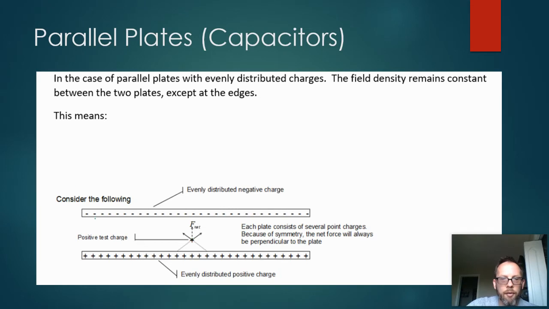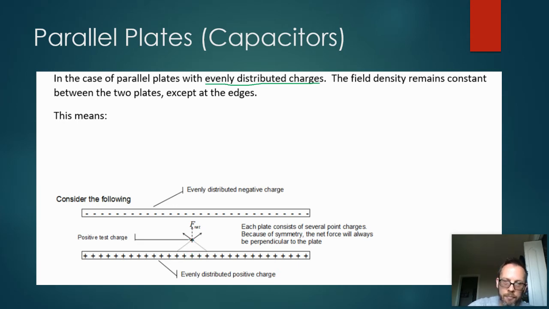So consider two parallel plates pretty close together, just some small distance apart, and they have evenly distributed charges. One plate is negative, one plate is positive, but you have the same charge. That's illustrated in this diagram by the fact that these negatives are equally spaced apart, and these positives are too. So the same charge, same distribution. Think about if you placed a positive test charge between those plates.